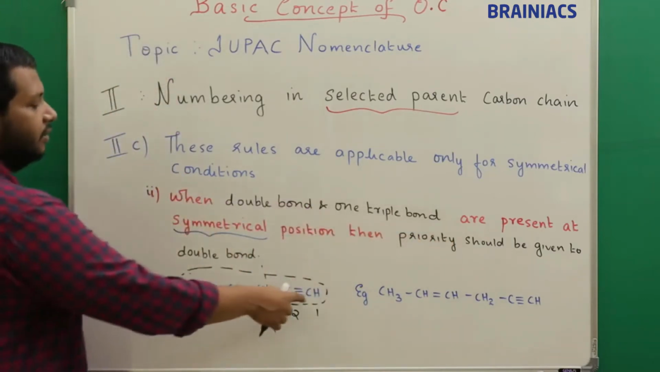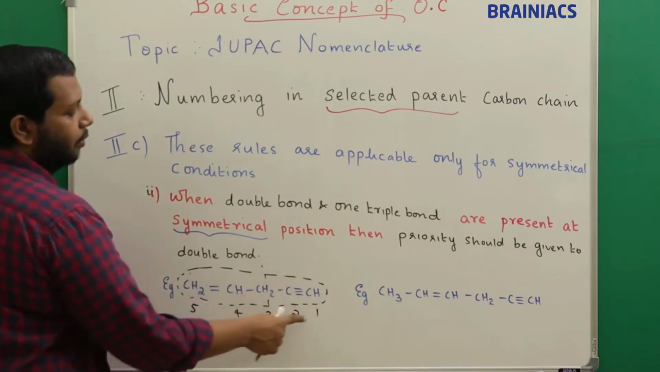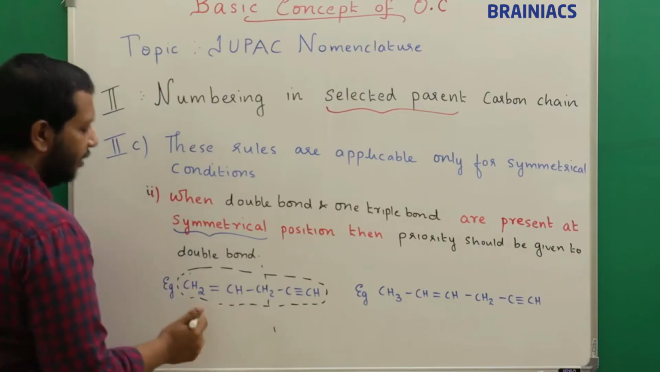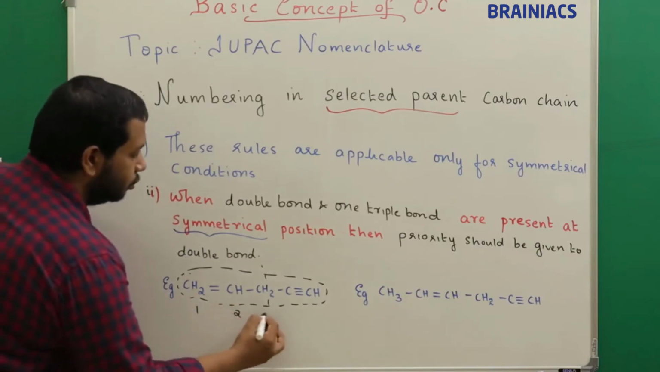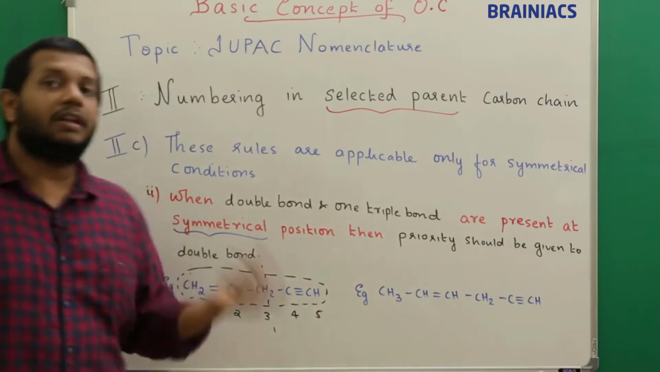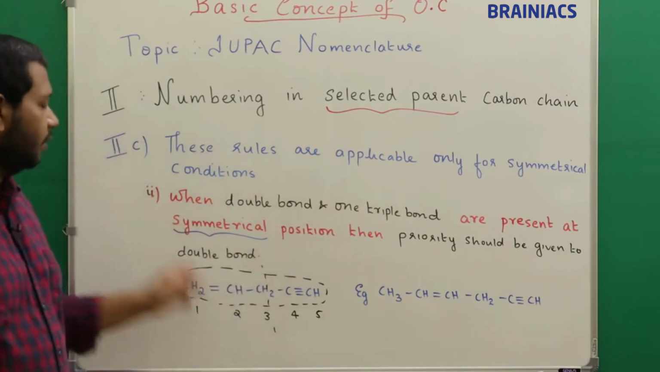The double bond. That means this is wrong, because here the triple bond is getting the priority and getting the lowest possible number. So that is wrong, and I will switch back to my initial numbering, that is 1, 2, 3, 4, 5. This is a one-time question in NEET also. So please remember, if there is a symmetrical condition, the priority should be given to the double bond.